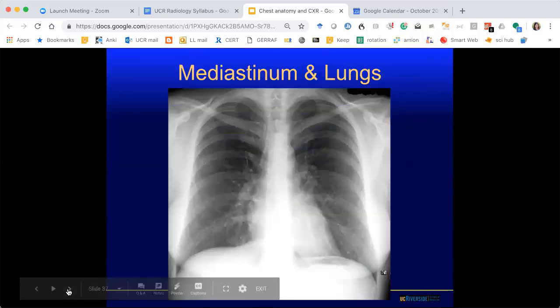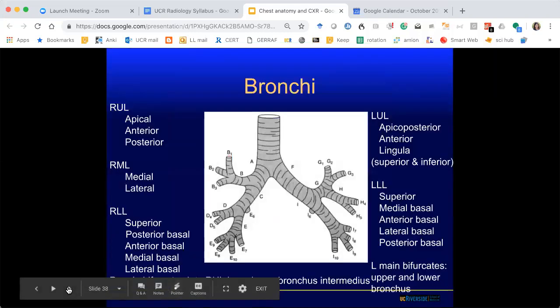The mediastinum and the lungs, okay, so this is the right upper lobe. It's hard to separate the lobes because we don't really see the fissures, but if you do see an abnormality, then you can use the other anatomy to help you localize the abnormality, okay?